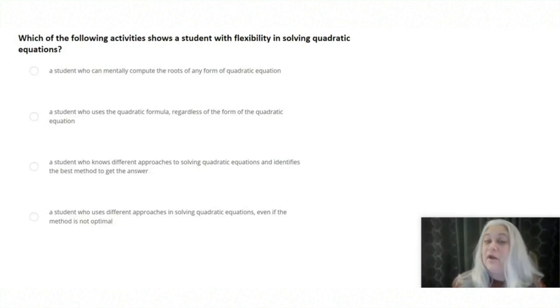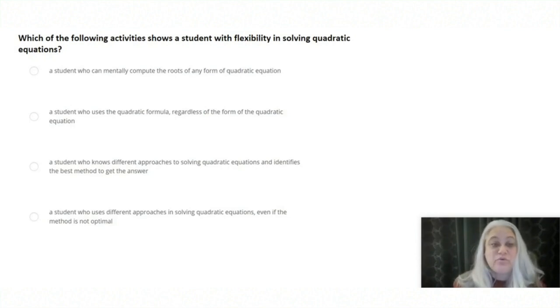method is not optimal. So again, the whole goal here is to select the answer that shows that the student is really thinking through the process, is actually demonstrating a few different ways to solve it, and can explain why they've chosen their answer. So the first choice, a student mentally computing, is not necessarily being able to try different strategies. So that would not be a good choice.